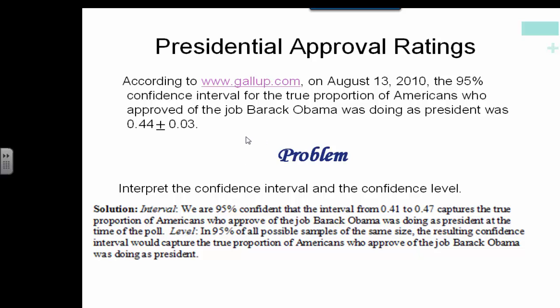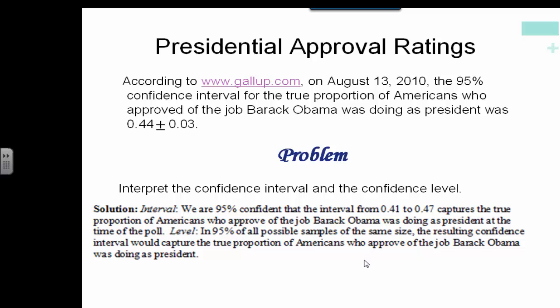According to the Gallup poll on August 13, 2010, the 95% confidence interval for the true proportion of Americans who approved of the job Barack Obama was doing as president was 0.44 plus or minus 0.03. Interpret the confidence interval and the confidence level.